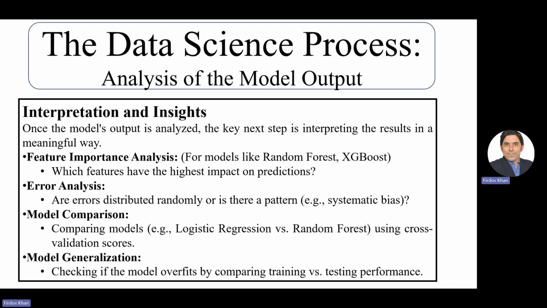Once the model output is analyzed, the key step is interpreting the result in a meaningful way. Feature importance analysis. For models like random forest, XGBoost, which features have the highest impact on the predictions? So this is very important. In this case, you can use SHAP plots, and we will have a separate video on this, and that can explain which features have the highest impact on the predictions. Error analysis. Are errors distributed randomly or are there patterns? That's also important. If there is a pattern, then you need to revisit the model training and testing.